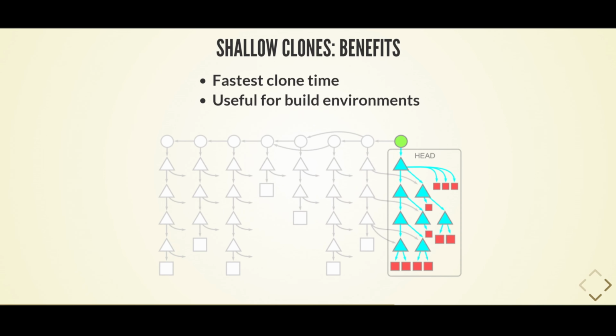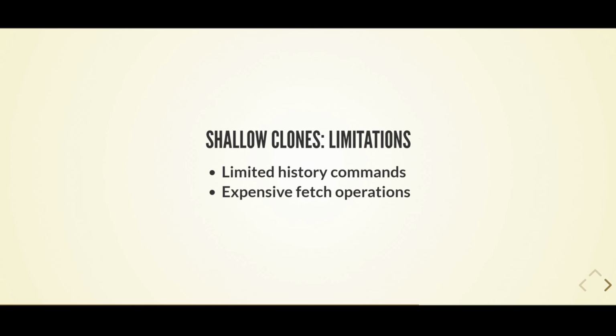Shallow clones are beneficial for their extremely fast clone times and are particularly useful in build environments where only the latest code is needed. However, shallow clones have limitations, including restricted history commands and more expensive fetch operations when deeper history is needed.